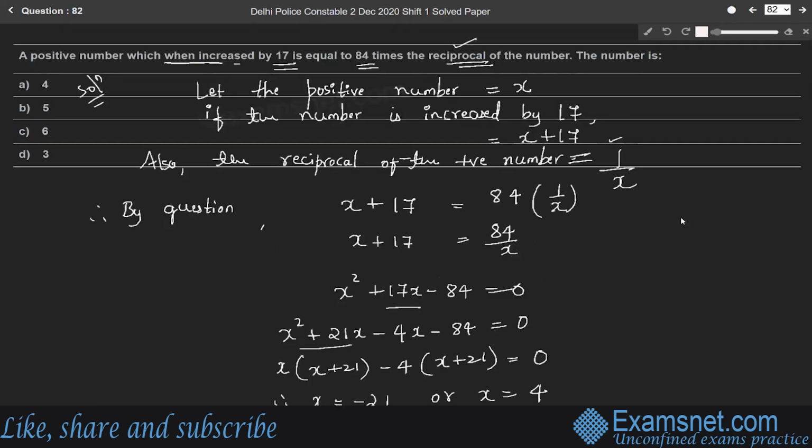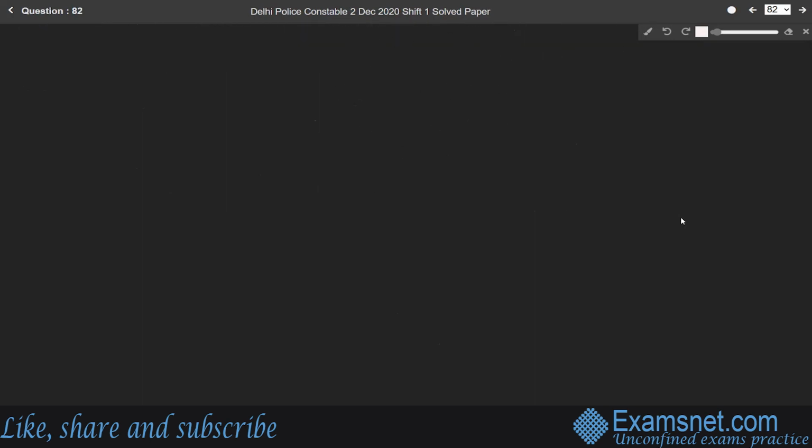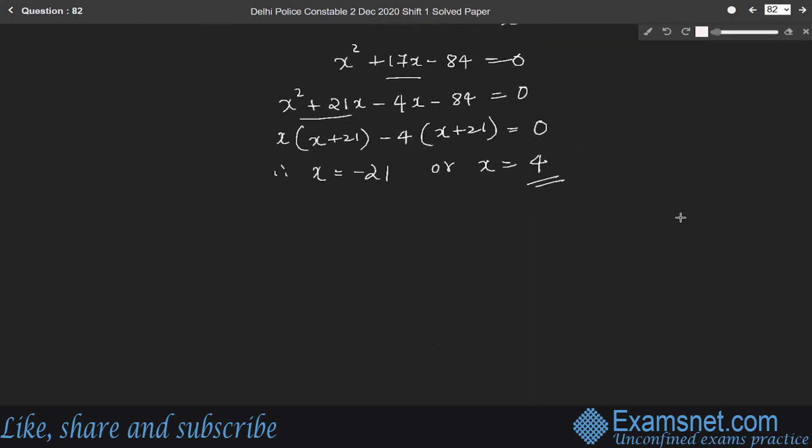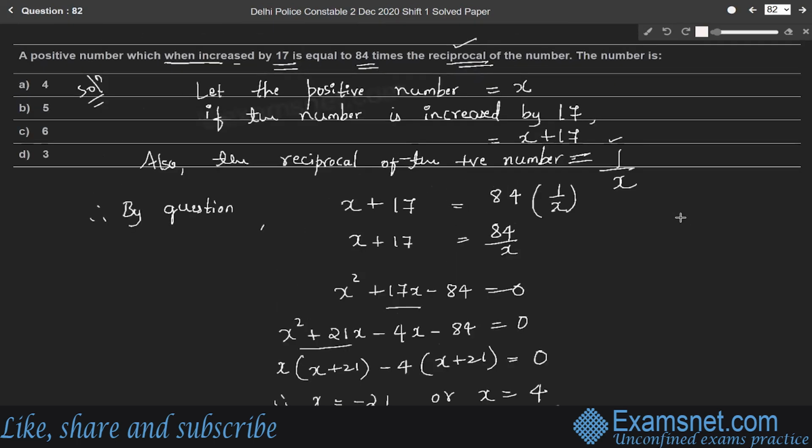So here in the question, a positive number which when increased by 17. Therefore, the number is a positive number. So it is 4, right? Therefore, the required value is 4, or the number is 4. Hence, option A is the right answer.